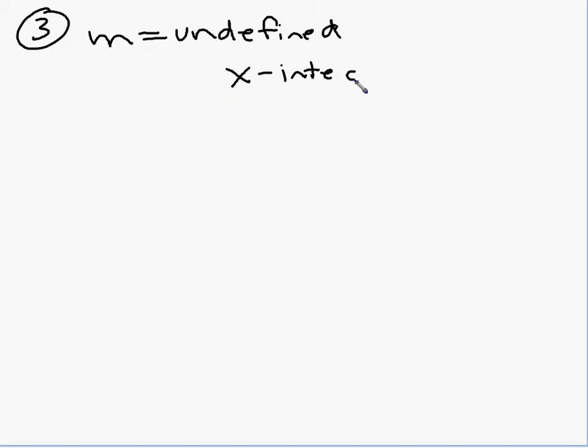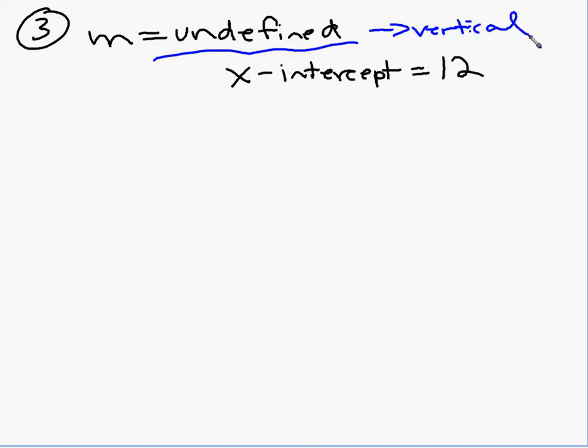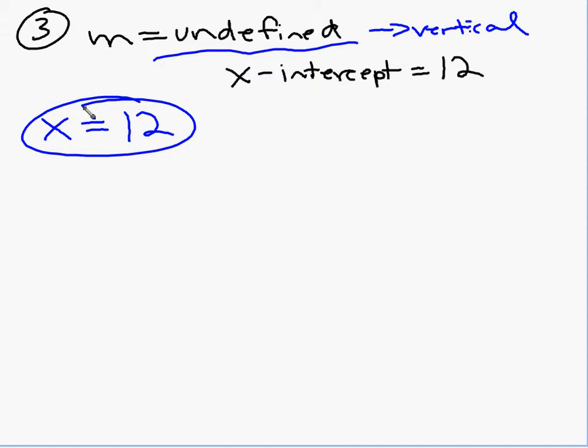All right. Now, they could tell you this. The slope is undefined and the x-intercept is 12. Now, if they tell you this, you can't write it in y equals mx plus b form. You have to remember that if the slope is undefined, isn't it vertical? And if you remember, a vertical line is just x equals a number. Well, what do you think the number is? 12. X equals 12 is your equation. That one's done. Okay, easy. Why? Because this is a vertical line.